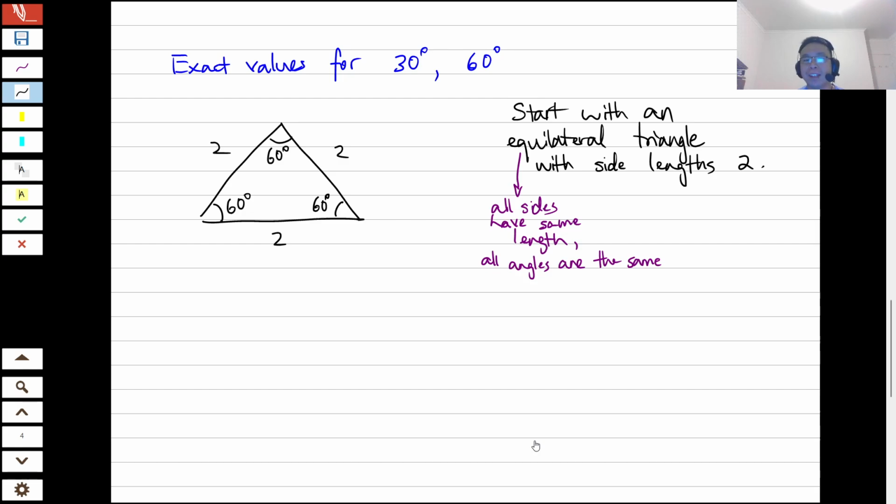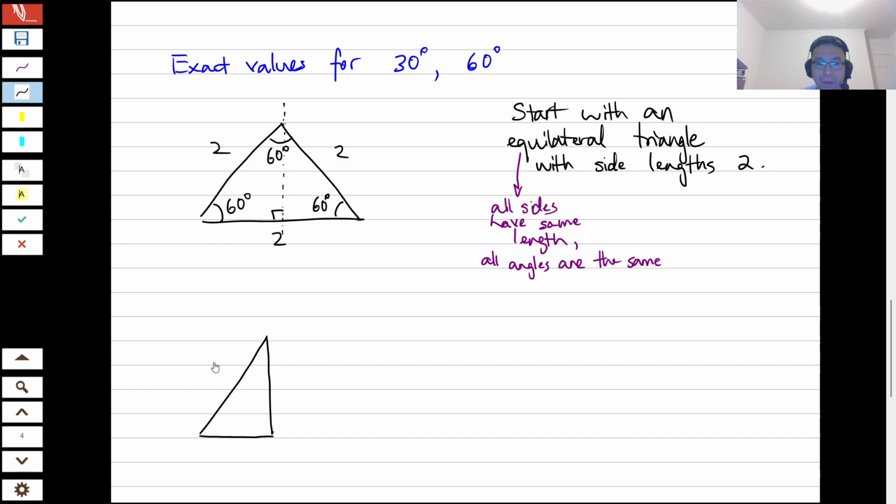Now, you might be asking, how does this get me to a value for 30 degrees? I don't see a right-angled triangle yet. What we need to do next is split the triangle in half. So I'll just do it like this to show you what's happening. We're going to split it down the middle like that to make a right-angled triangle.